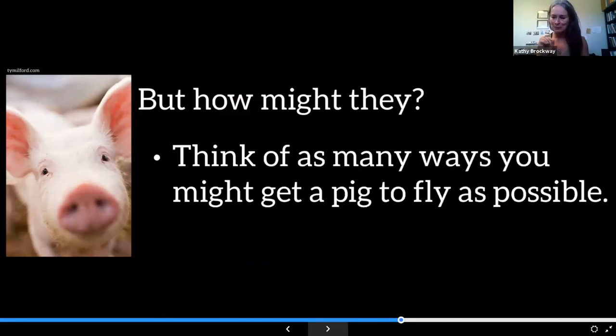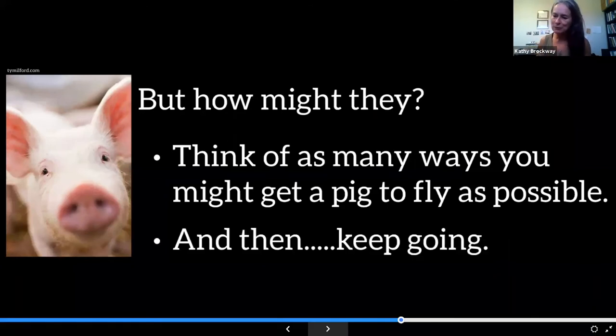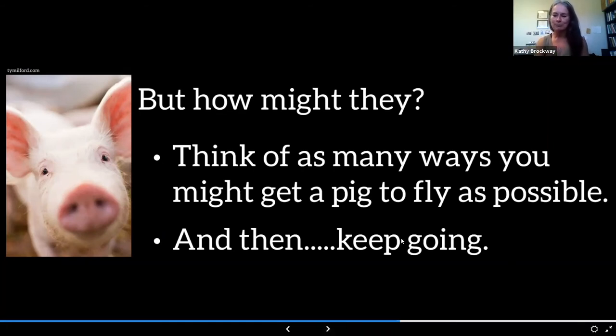So we're going to play a little today, just for a few minutes. I'll put you in Zoom breakout rooms. And for just a few minutes, I want you to think of as many ways as you could get a pig to fly. And then I want you to keep going. Then we'll come back and share a few highlights. Any questions on your mission before we do breakout rooms?